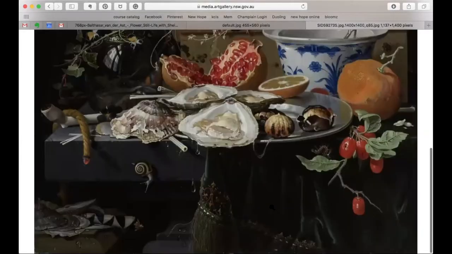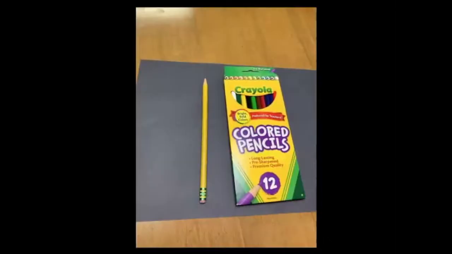There's some little creepy crawly thing right here. And we have another creepy crawly thing right here. This looks like a snail of some sort. So if you look closely at paintings like this, you might find surprises hiding in here. For today's project, you will need a regular pencil, your colored pencils, and you get to use that black piece of paper in your art packet.